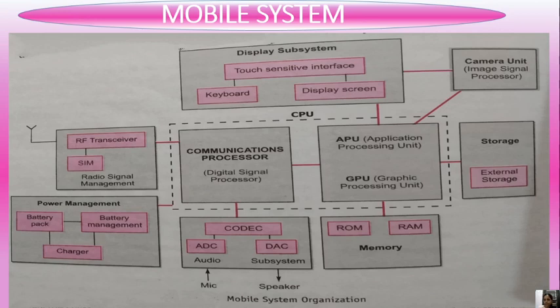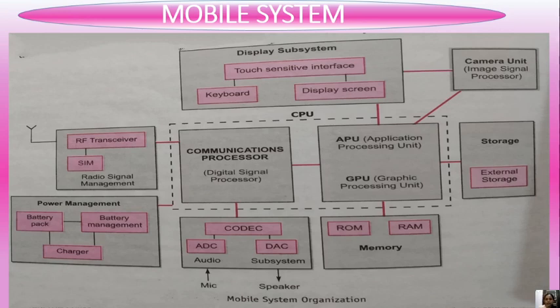And in the center you can see CPU is written, central processing unit. Under that there are some sub parts. First is communication processor, we can say digital signal processor, and there is another box in the center, APU, application processing unit, and GPU, graphic processing unit. It is connected with camera unit. And on the right side you can see storage, external storage.